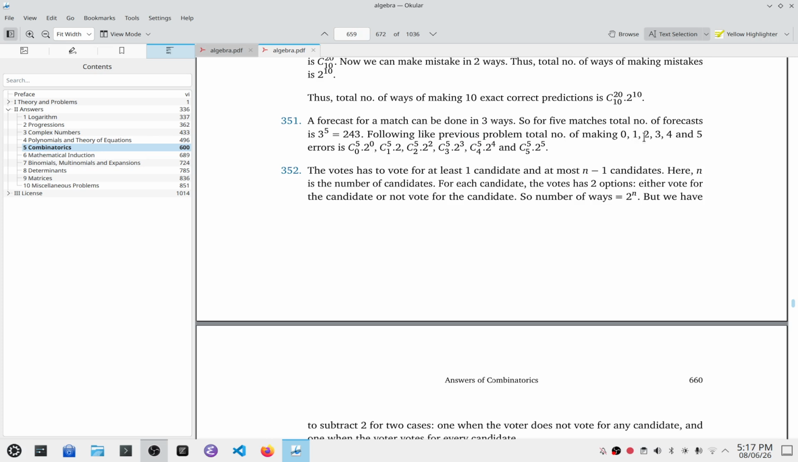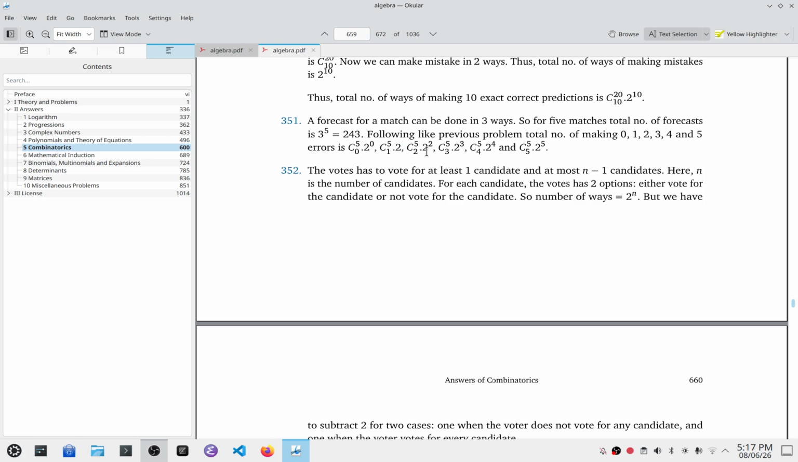So to make 0 errors, we pick 0 matches out of 5 and then 2 to the power 0, because those are the number of ways of making errors. For 5C1, we can pick 1 match in 5C1 ways, and then there are 2 ways to make the error, and so on.